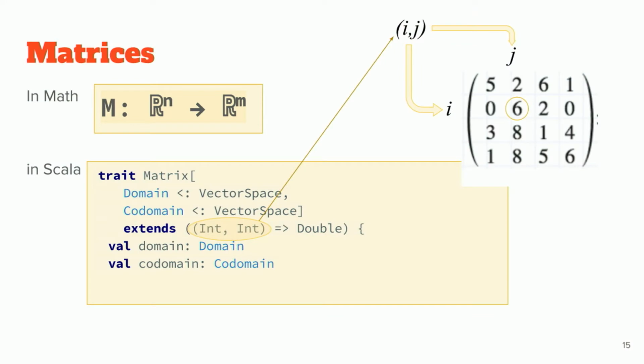But we need matrices now. How do we represent matrices? We're kind of lucky. We already have vector spaces. What's a matrix? A matrix is an arrow, a morphism from n-dimensional space to m-dimensional space.